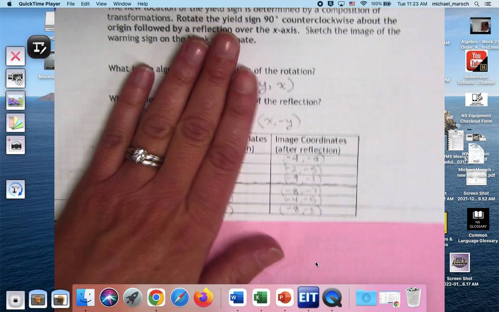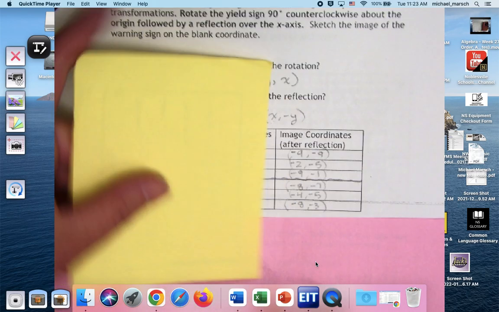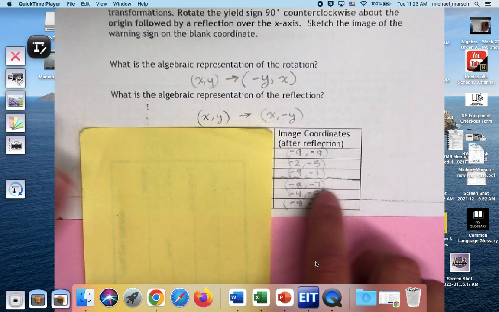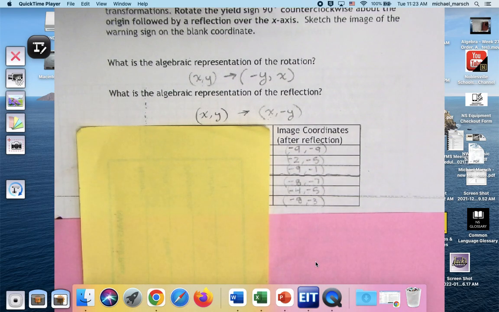So use this column here and plot those points to move that yield sign to a different location on the grid. It'll show up where it's supposed to. You'll see.